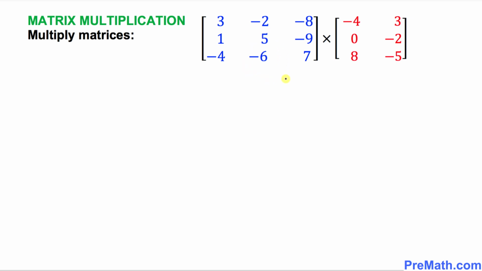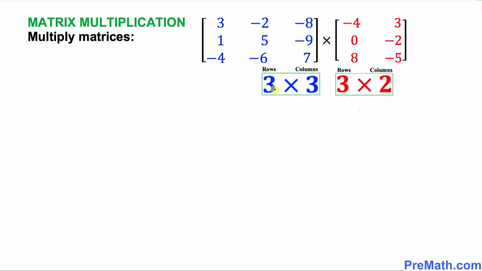In this video tutorial, we are going to multiply these given matrices, and as you can see, these matrices have different dimensions. And here are the dimensions of both matrices. The first one on the left-hand side, the blue matrix, has dimension 3 by 3, that means 3 rows and 3 columns. And for the right-hand side red matrix, there are 3 rows and 2 columns.